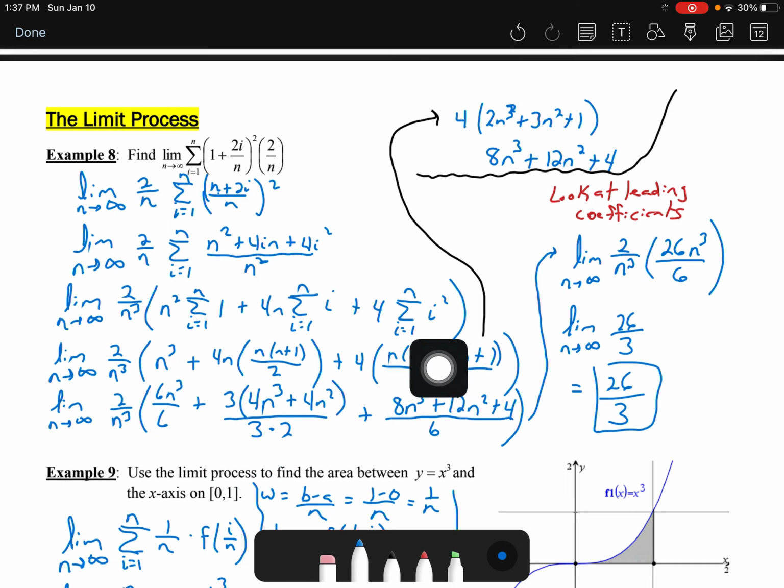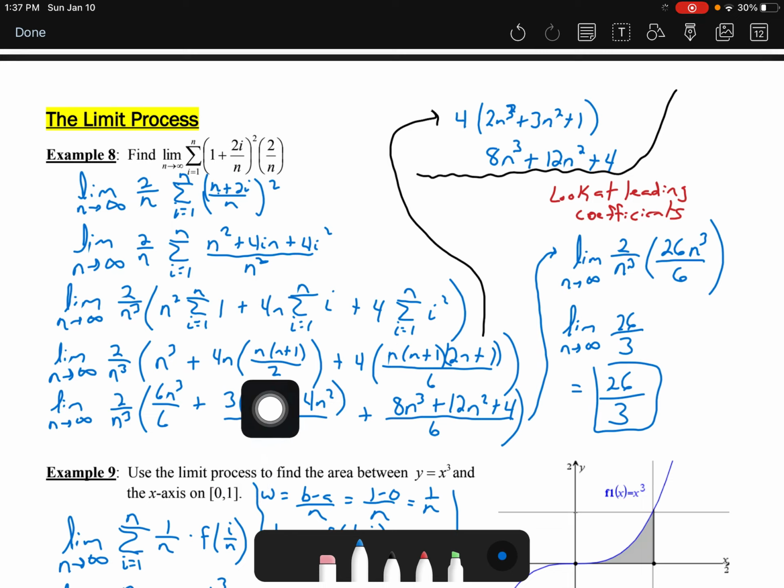Since we're going to have fractions, we want to get a common denominator, and the largest denominator is 6. So that's what we're going to shoot for, a common denominator of 6. And so as I'm going through this next step, that's why instead of leaving that as n cubed, I'm calling it 6n cubed over 6.